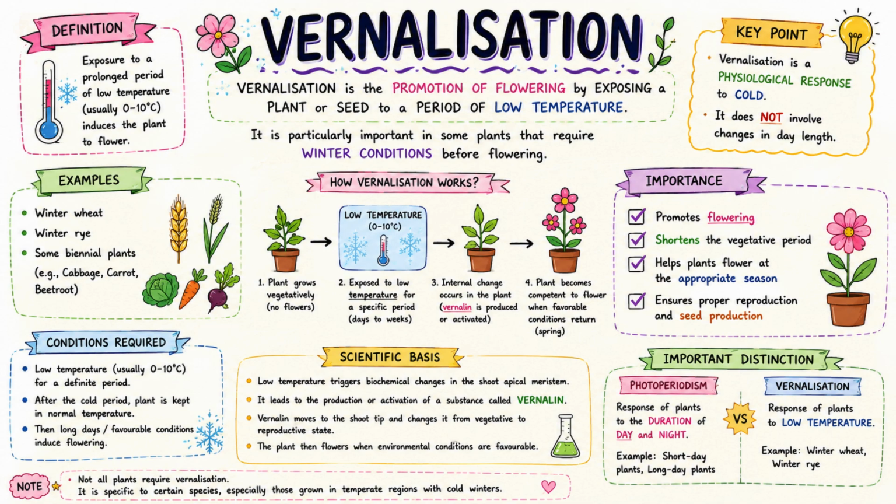Vernalization. Vernalization is the process in which low temperature promotes flowering. It is important in plants like winter wheat, winter rye, and some biennial plants. It helps plants flower at the correct season and reduces the vegetative period. Remember, photoperiodism depends on day and night length, while vernalization depends on low temperature.